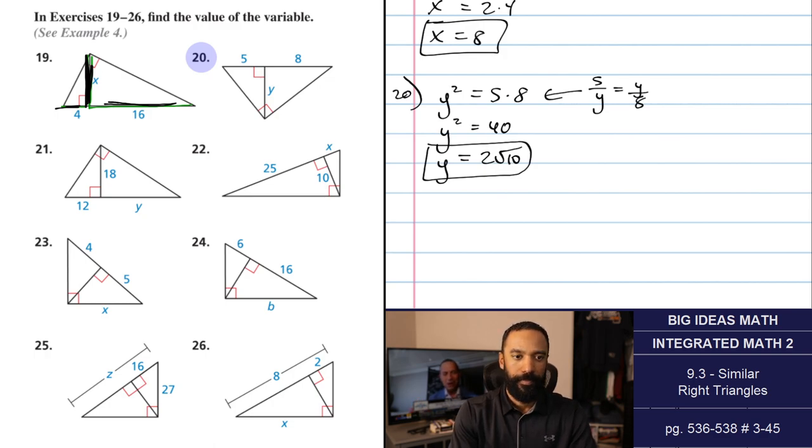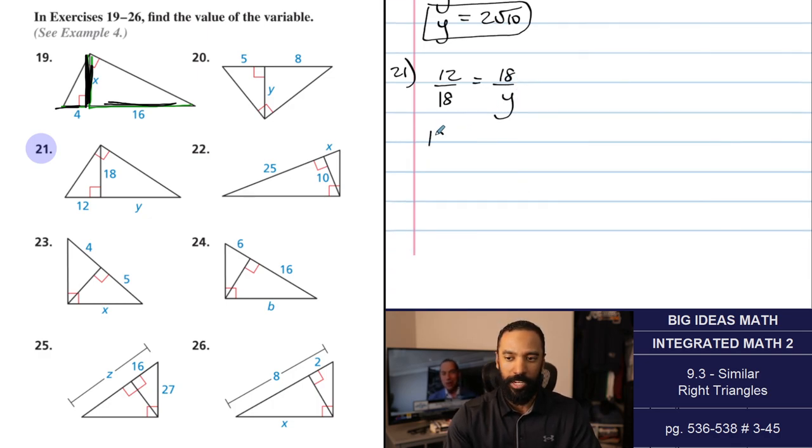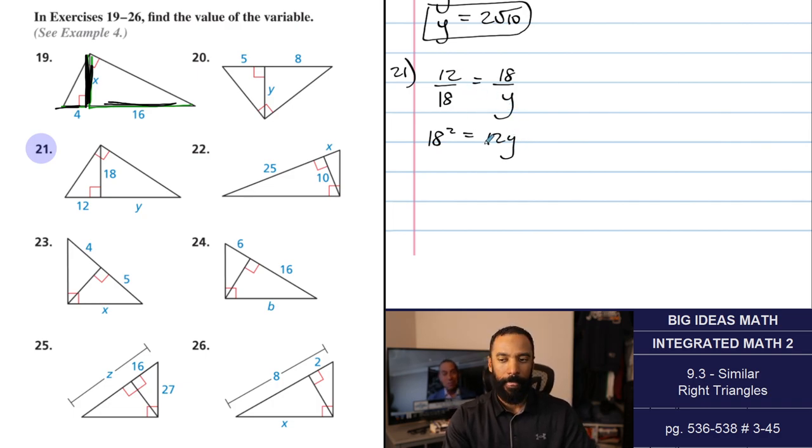Number 21. We have a geometric mean, but this time it's not about y being the geometric mean. 18 is the geometric mean of 12 and y. Let's write the proportion first so you can see what I'm talking about. 12 over 18 equals 18 over y. 18 is the value that gets repeated twice. 18 squared equals 12y this time. I don't take the square root of both sides here. I actually figure out what 18 squared is, or do what I need to for this.